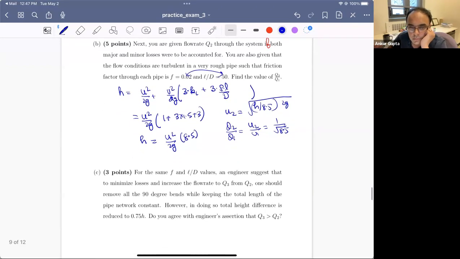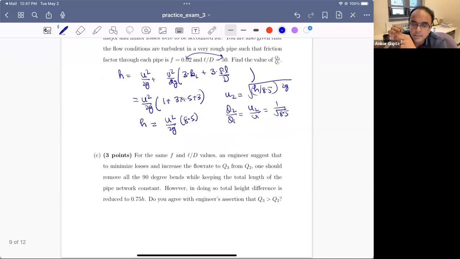All right, so now the third problem says, for the same F and L by D values, an engineer suggests that to minimize losses and increase the flow rate from Q2 to Q3, one should remove all the 90-degree bends. So the idea is we'll just remove these 90-degree bends while keeping the total length the same. So that makes sense. So basically instead of going like this, we just kind of slant or something. However, in doing so, the total height difference is also reduced. So you get 0.75 H there. And the question is, do you agree that the flow rate will be increased?